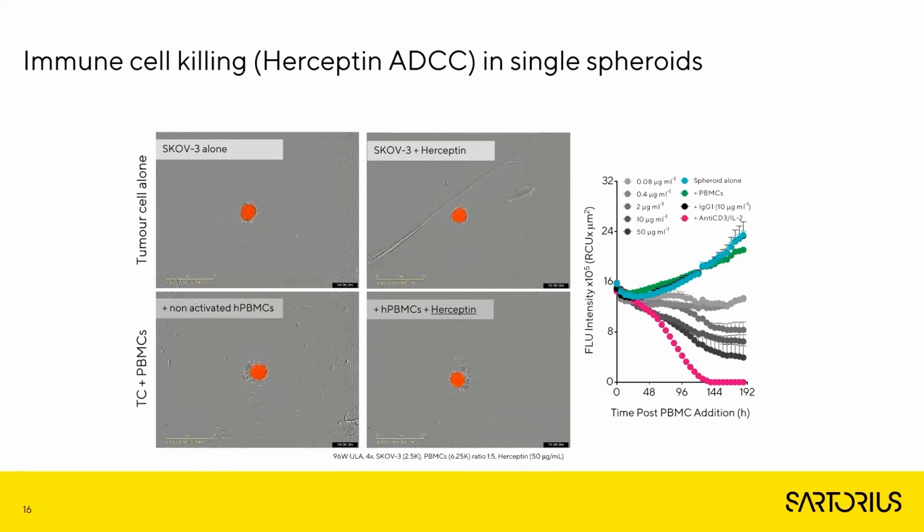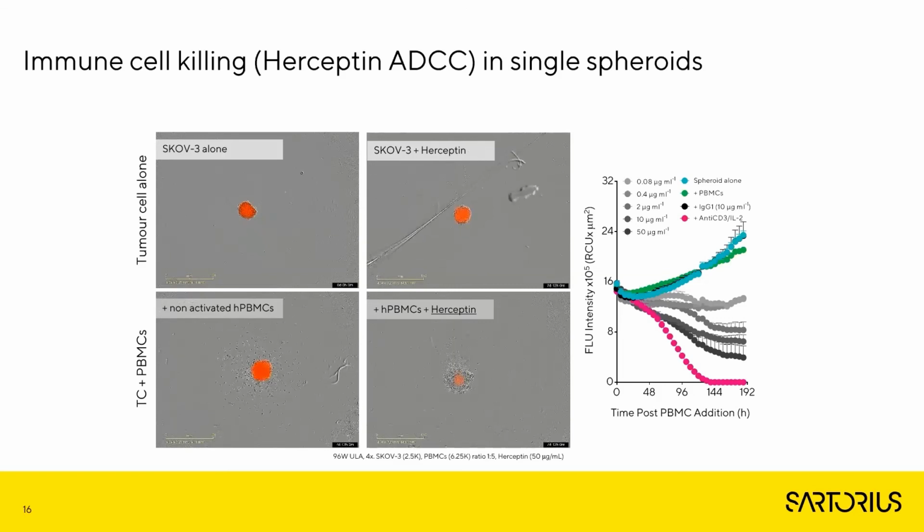Minimal death, that is, the loss of fluorescent signal, occurs upon spheroid treatment with non-activated PBMCs. So that's the bottom left-hand video. In contrast, Herceptin-activated PBMCs displayed enhanced and targeted killing of the spheroid, which is manifested as a loss of fluorescent signal and lack of spheroid growth.